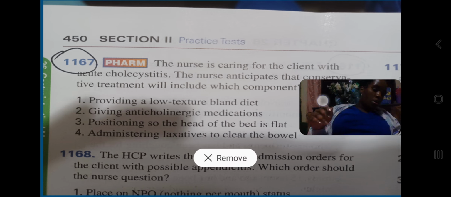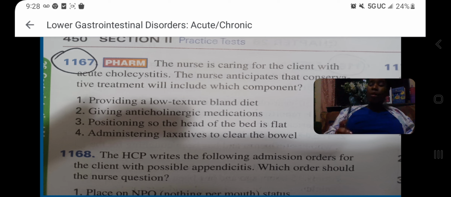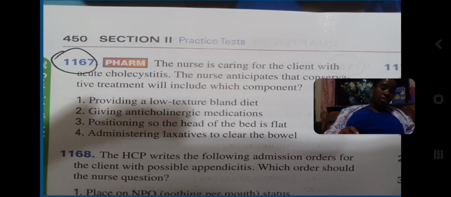So how are we going to conserve the function of our organ that's hurting after we treated it? How are we going to conserve that? Number 1, providing a low-texture bland diet. That might, but it might. Low fat, okay, let's see. It didn't say low fat, it said low texture. So let's look at the other ones.